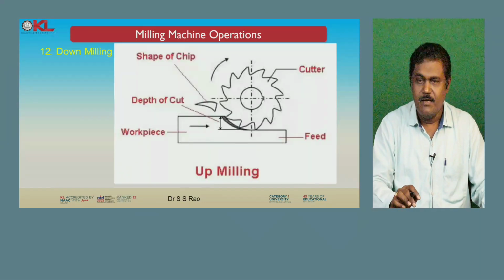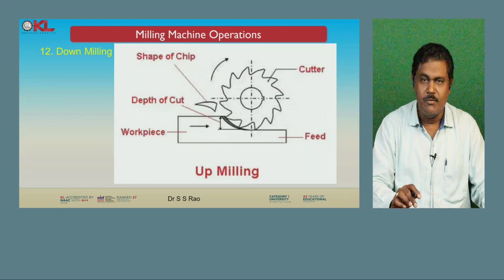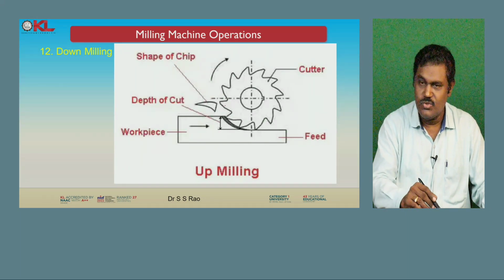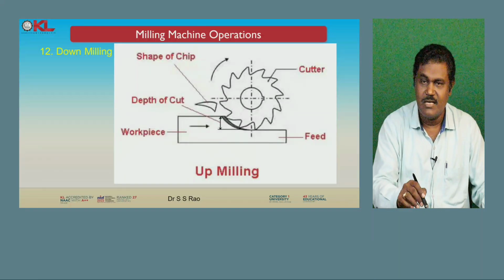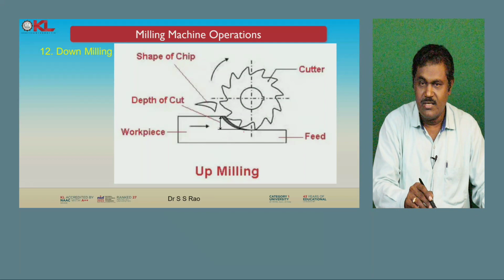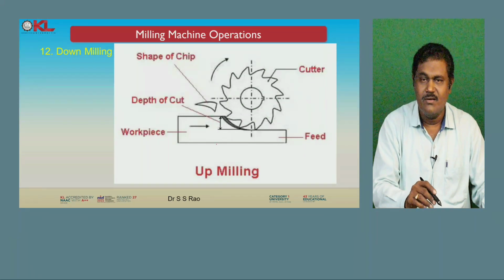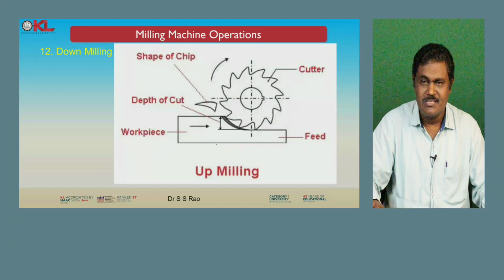Next, the up milling. In up milling, you can see here the tool cutter is moving in clockwise direction, and the workpiece is moving towards here. So that is how up milling takes place.